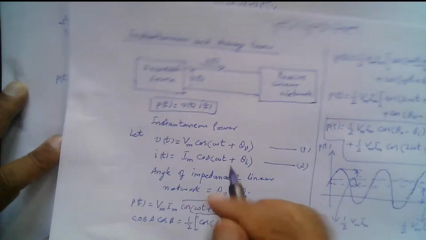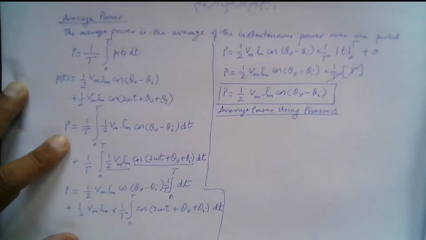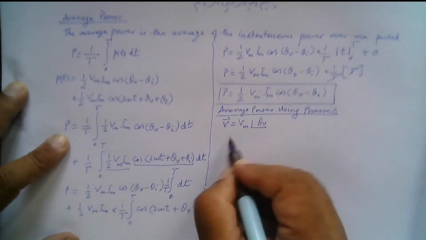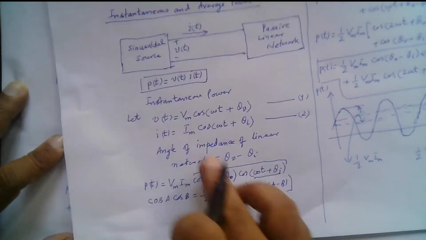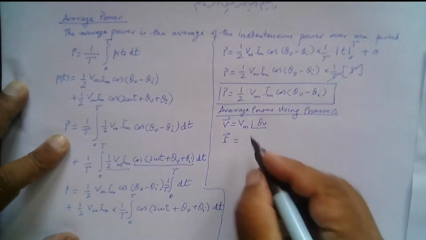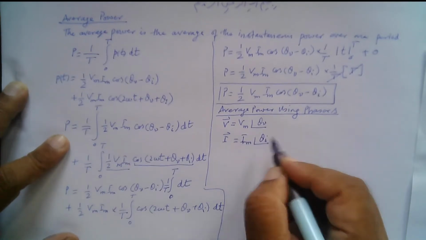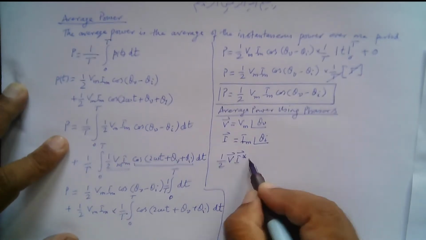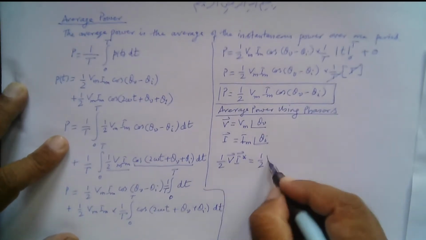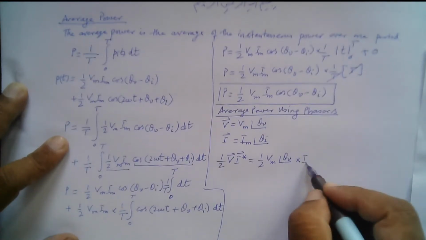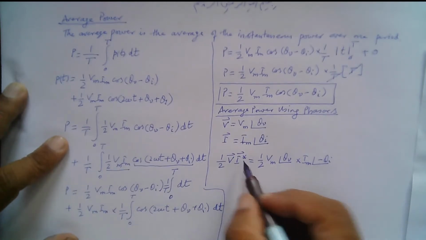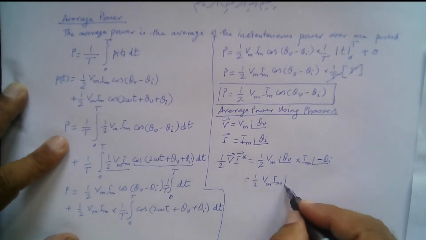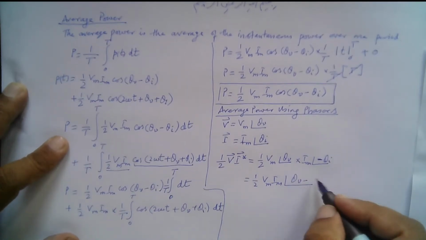So we can write the phasor for this v of t, Vm cos omega t plus theta v, as this here. So the phasor representation is given by V is equal to Vm angle theta v, and the phasor representation of the current is given by I is equal to Im angle theta I, right? So now if we evaluate 1 by 2 V I conjugate complex, this is equal to 1 by 2 Vm angle theta v multiplied by Im angle minus theta I, because the conjugate complex of I is Im angle minus theta I. So this becomes 1 by 2 Vm Im, and the angle is theta v minus theta I, right?